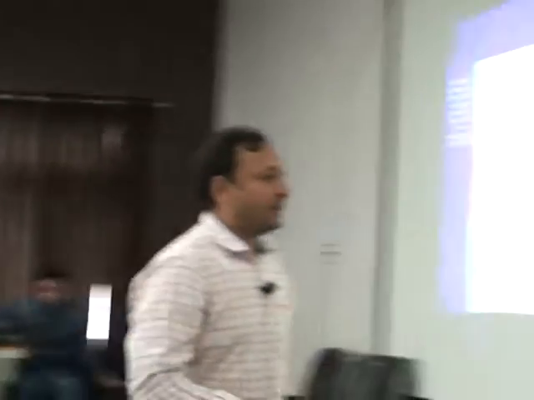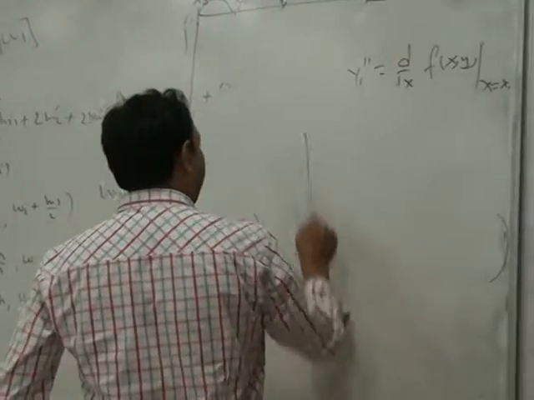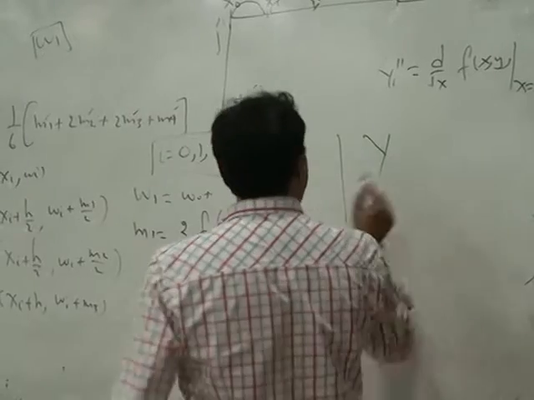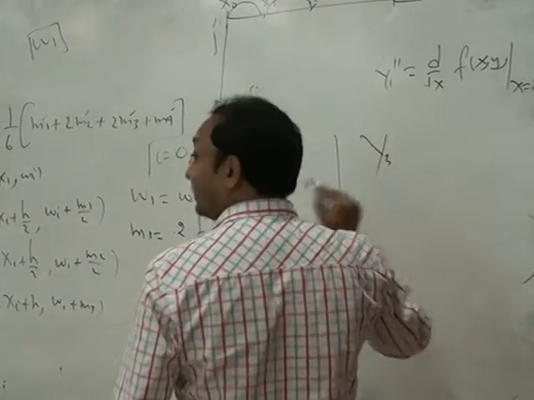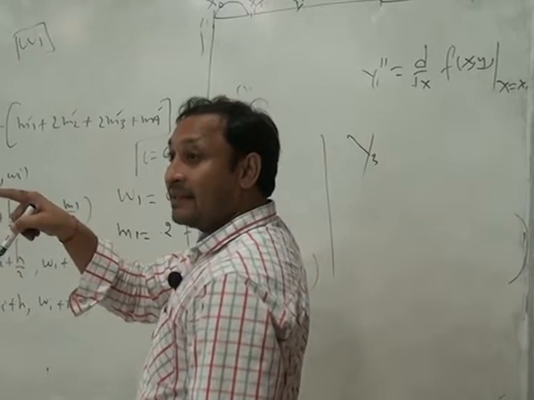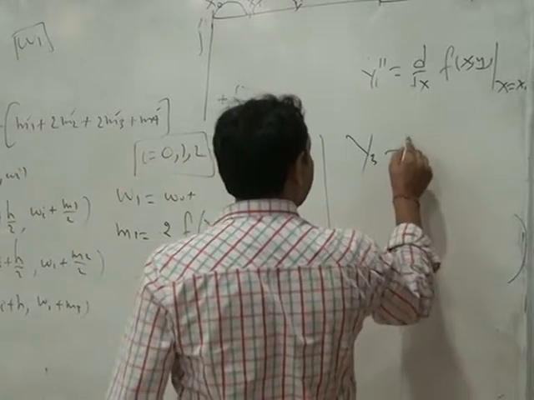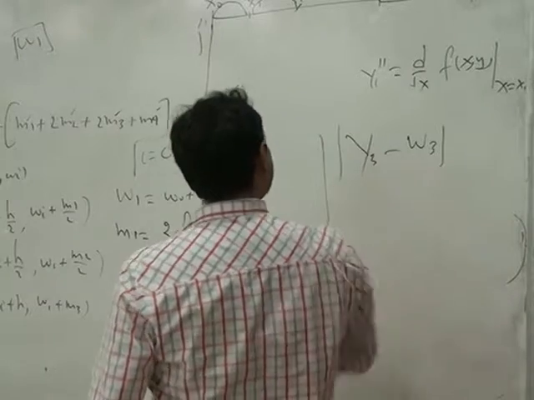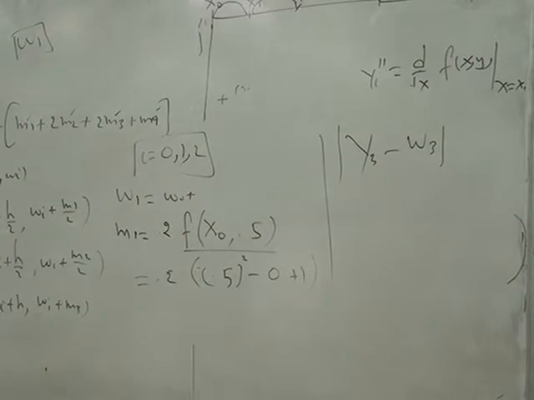How do I compare the answer now? See, you can compare like this, if you know your exact solution, correct? Y3 means what? Y at x3, x is 0.6, minus W3. Correct? You can compare these values.